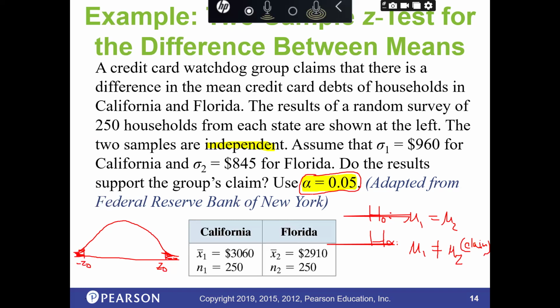Anybody see people already looking at their table? So go for it. You got your table here. The two-tailed test, alpha level 0.05. I need to know what is my Z naught values, negative and positive.